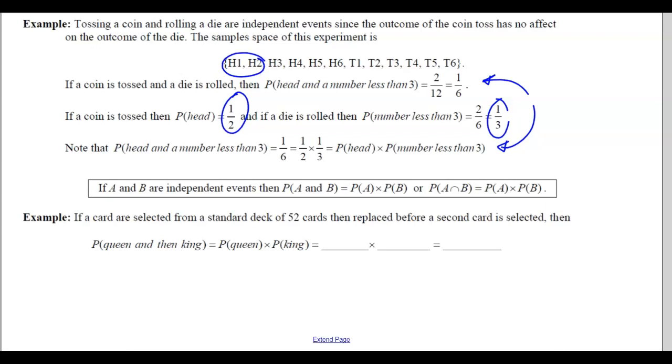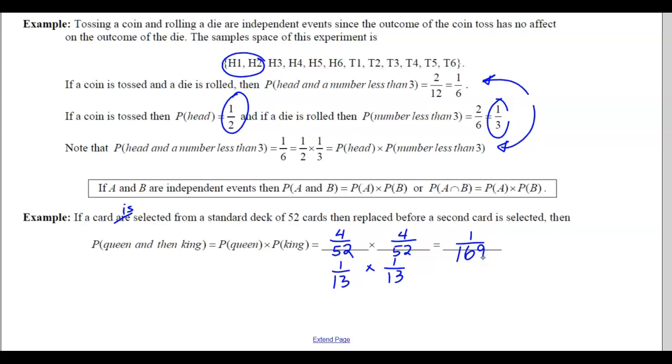Okay, so if a card is selected from a standard deck of 52 cards, then replaced before a second card is selected, what's the probability of getting a queen and then a king? So the probability of getting a queen is 4 out of 52 in the deck. You can reduce it, but I'll just do that for now. It's put back in, so there's still 52 cards in the deck. If it wasn't put back in, then probability would be different. It would be dependent. There would be only 51 cards, but it is put back in, and there's 4 kings out of 52. Right, so that's really 1/13 times 1/13, which is 1 over 169.